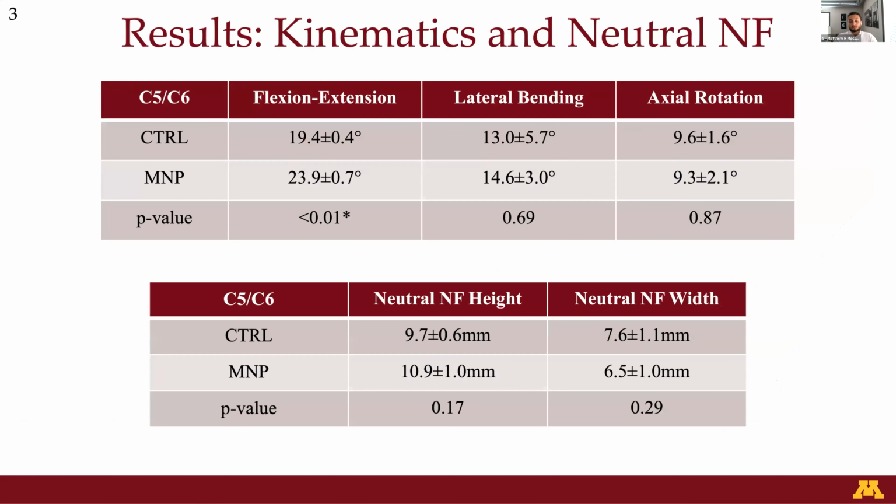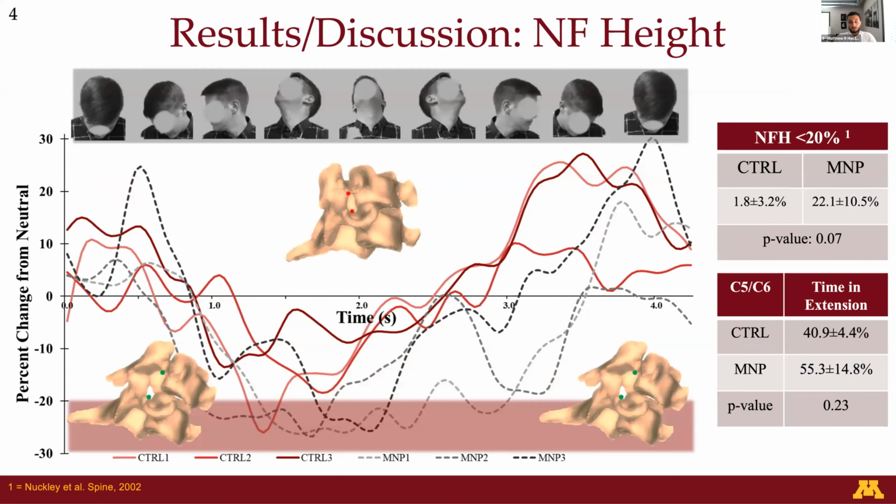The top table compares the rotational range of motion for the right circumduction task for the C5, C6 level between controls and those with mechanical neck pain. There was a significant difference observed in those with mechanical neck pain as they had a greater flexion extension range of motion. To calculate the percent change in neuroforaminal height and width, we compared these dynamic values to those measured in a neutral position in the CT, and there were no significant differences.